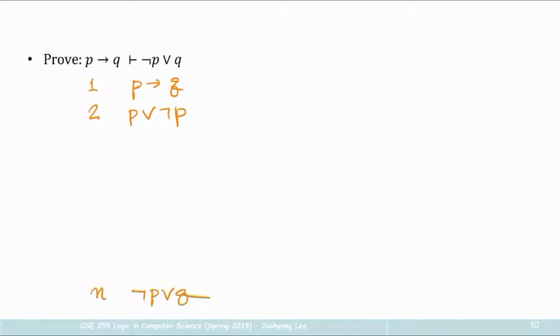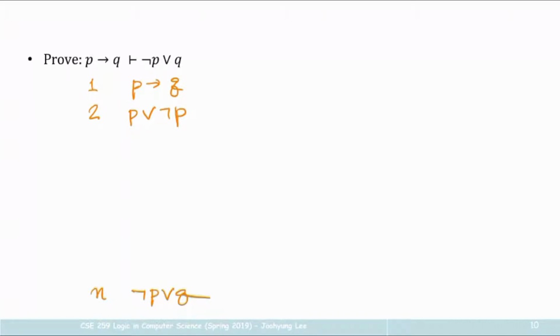So, what happens? Suppose P is true, and you know P implies Q is true. What can you derive? Q. You know P is true, P implies Q is true, then Q can be true, right? If Q is true, can you derive the last formula? Yes, how can you do it? Disjunction introduction, right? If you know one of them is true, if Q is true, then you can make a disjunction with any other formula and that is still true.